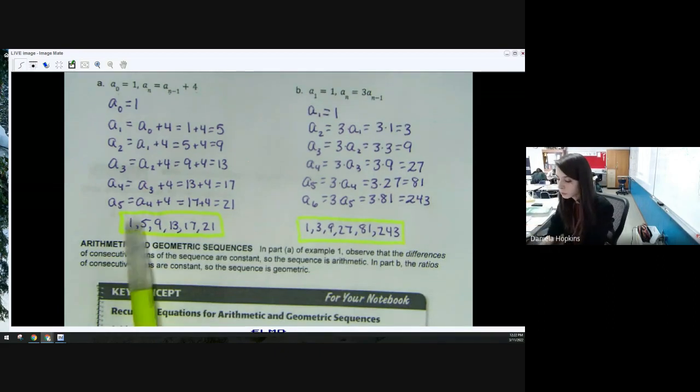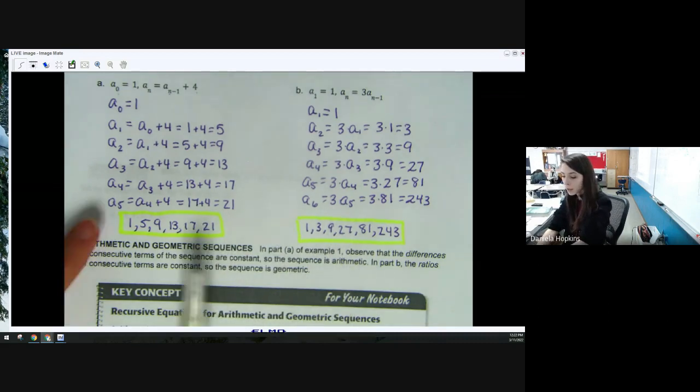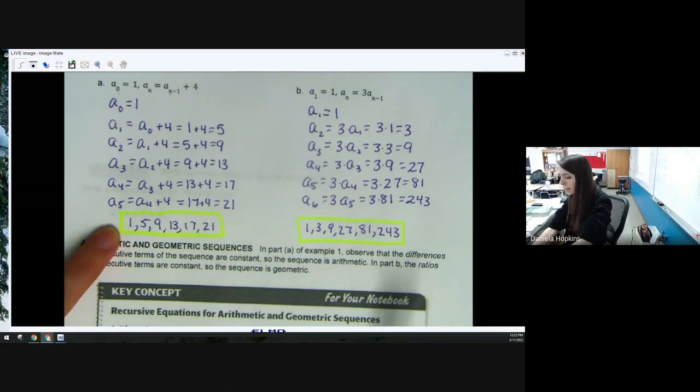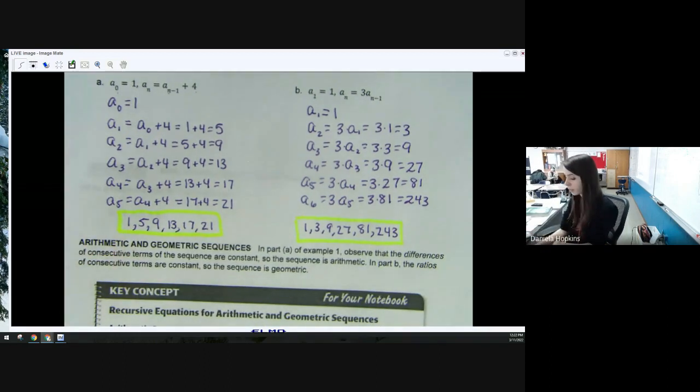What is the difference between A and B? It's arithmetic and geometric. Exactly. One of them is arithmetic and one of them is geometric. And we can tell that because this one is adding numbers and this one's multiplying, right? And that gets back to our common difference versus our common ratio.